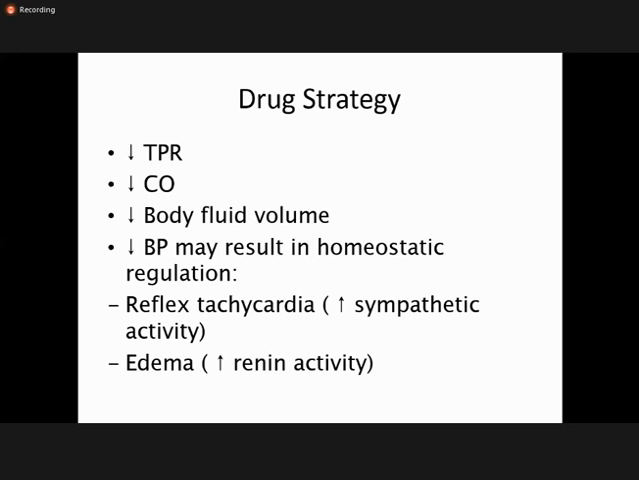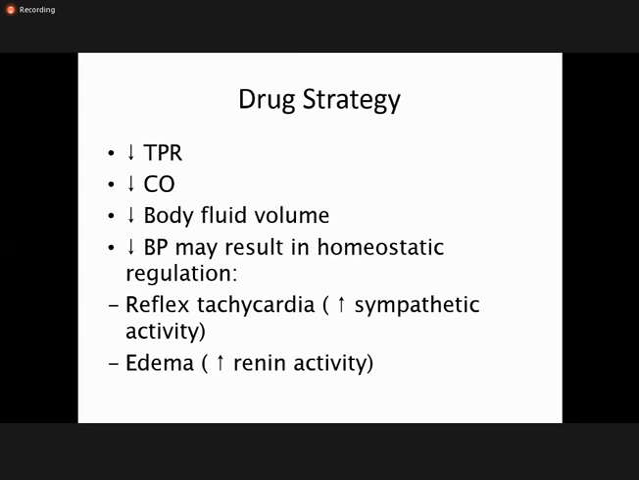What are the drug strategies? Already we have discussed that blood pressure is the product of cardiac output and peripheral vascular resistance. So our aim is to decrease the total peripheral resistance, decrease the cardiac output, and decrease the body fluid volume, right? Because this is one of the reasons: increased body fluid volume will exert a pressure on the vessel that will lead to increased blood pressure. But this is important now.